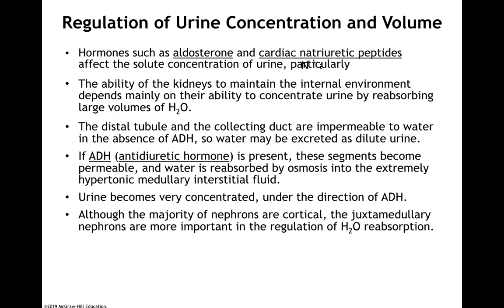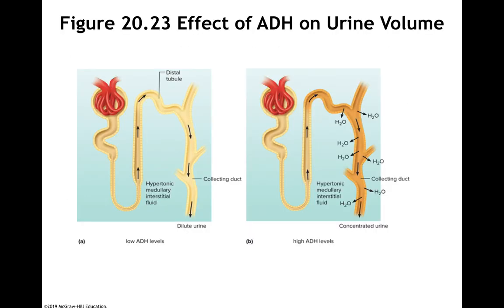If ADH, antidiuretic hormone, is present, those segments become permeable and water is reabsorbed by osmosis into the extremely hypertonic medullary interstitial fluid. Urine becomes very concentrated under the direction of ADH, so ADH causes concentrated urine. Although the majority of the nephrons are cortical, the juxtamedullary nephrons are the most important for regulating water reabsorption, which we can see with the difference between no ADH and high ADH.